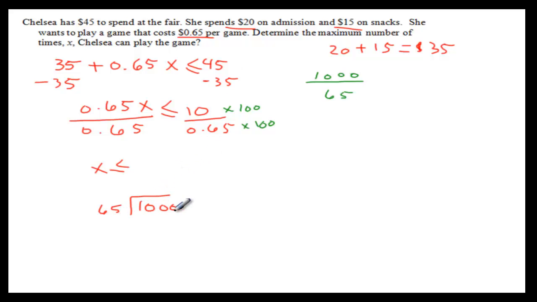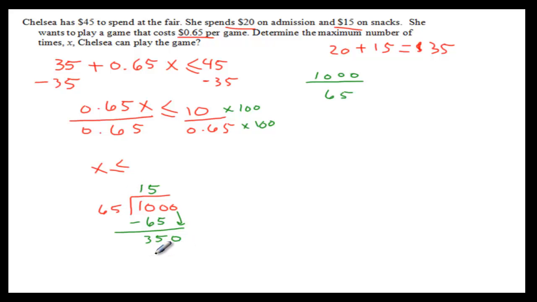10 divided by 65 does not work. 100 divided by 65 equals 1. 1 times 65 equals 65. We just used the 100. Subtract 100 minus 65 equals 35. You put the 0 down, so you've got 350 divided by 65 equals 5.